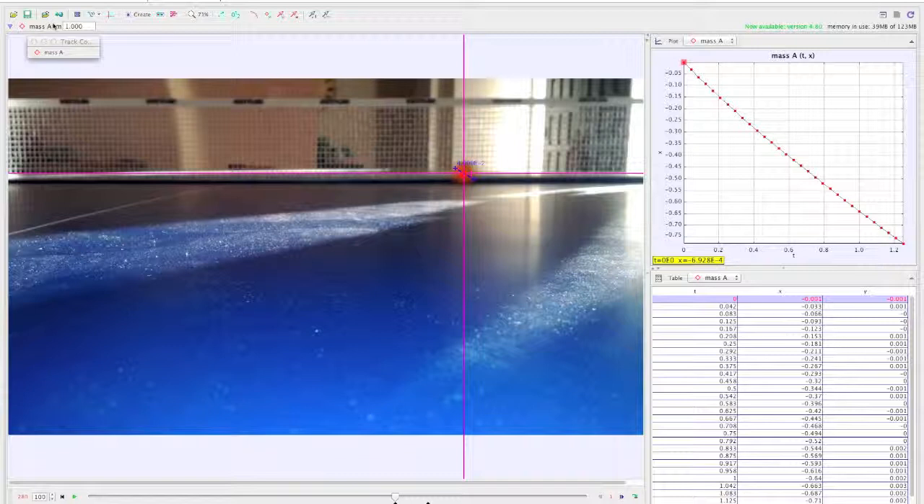The ball would slow down eventually due to rolling friction and air resistance, so I am choosing a short segment where the ball is in near constant velocity.